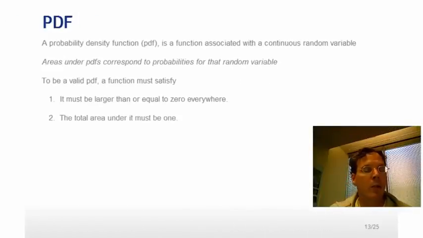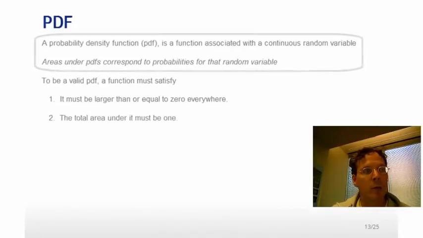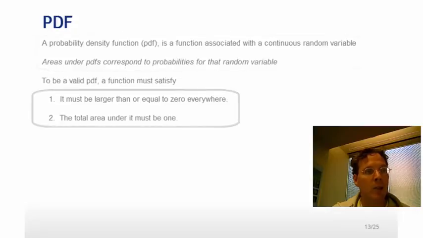In contrast to the probability mass function, which assigns probabilities to specific values for discrete random variables, is the probability density function, which is associated with continuous random variables. Just like a probability mass function has specific rules that it has to follow, a probability density function has specific rules that it has to follow. Specifically, to be a valid probability density function, a function must be larger than or equal to 0 everywhere, and the total area under it must be 1.